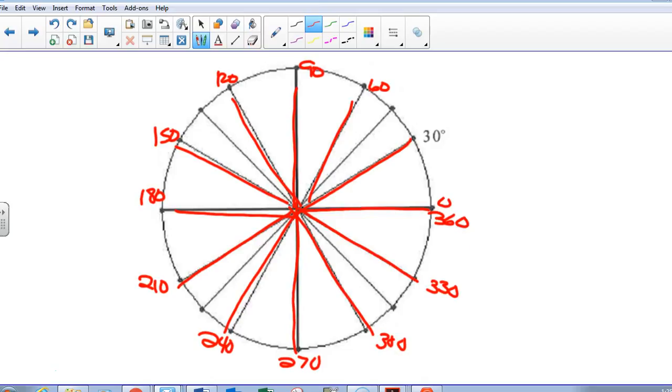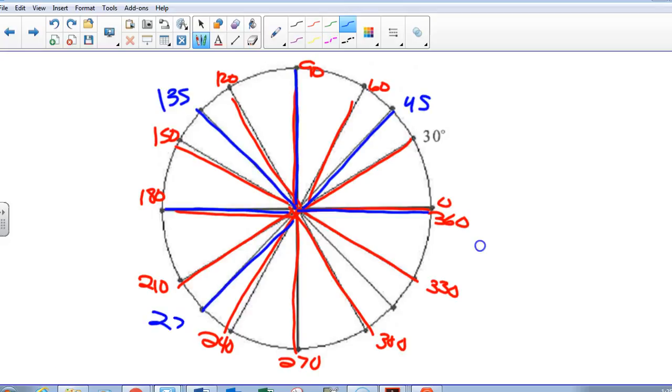Got the degrees. What are the other ones? The 45s. But be careful, the 45s start here too. So we have 0, 45, 90, 135, 180, 225, 270, and 315. Fancy. We good? It's a British flag. Okay.